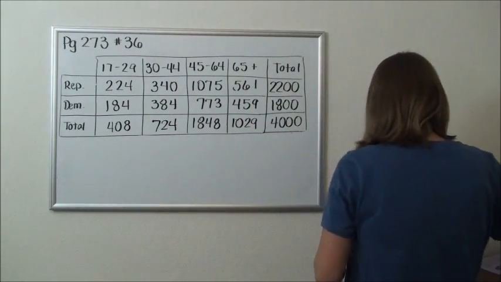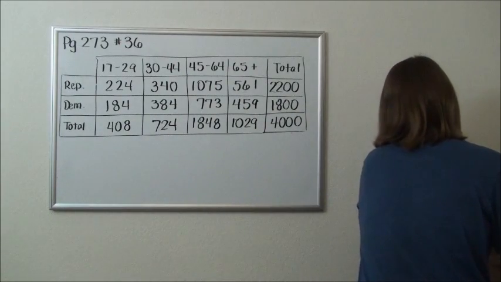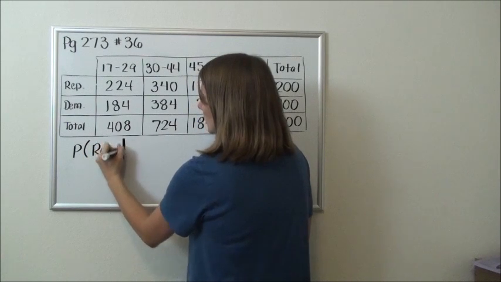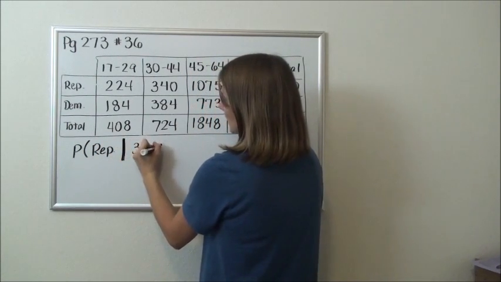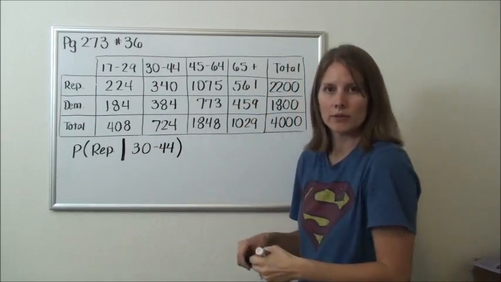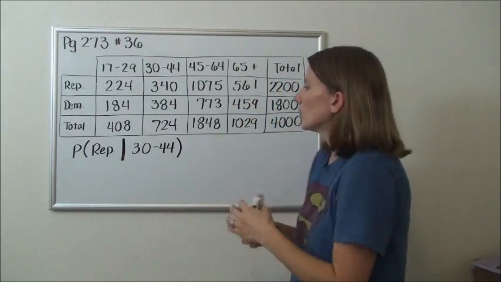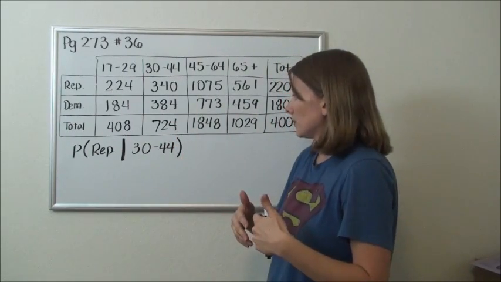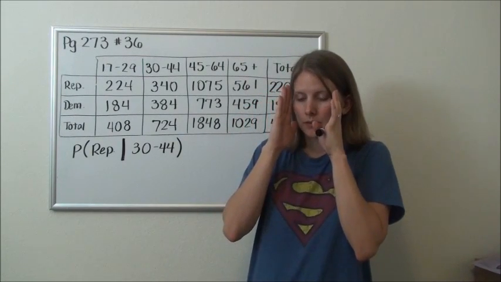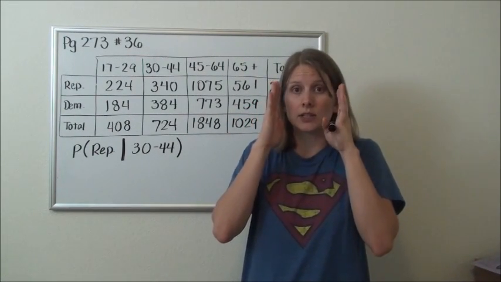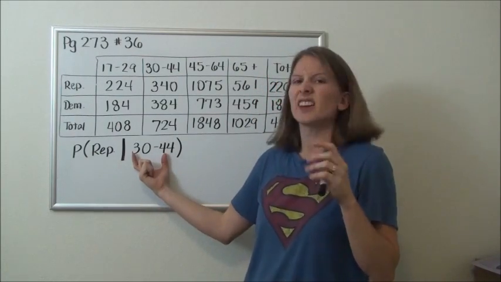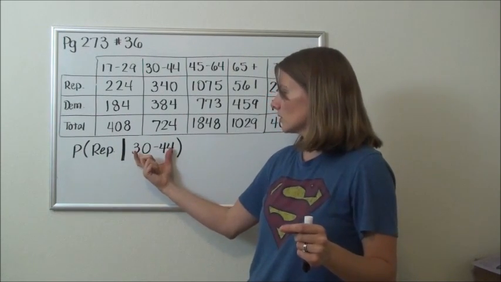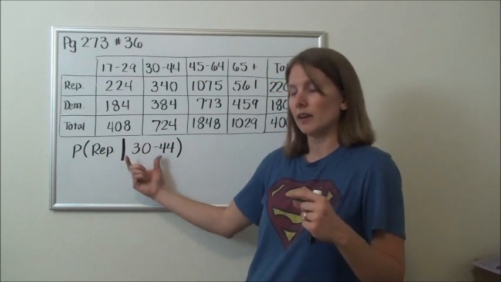So let's consider the probability that someone is Republican, given that we know them to be between 30 and 44 years old. So again, that vertical bar means given that, or assuming that, or in this case, I'm going to say kind of put on some blinders and just only look at the thing that's given, the thing that's assumed, the thing that we already know to be true. Given that this is true, how many Republicans are in there?